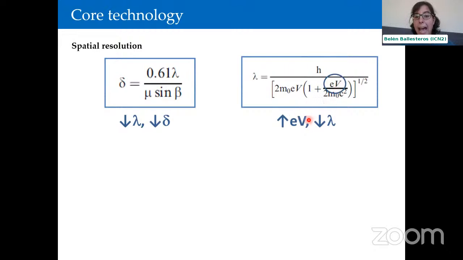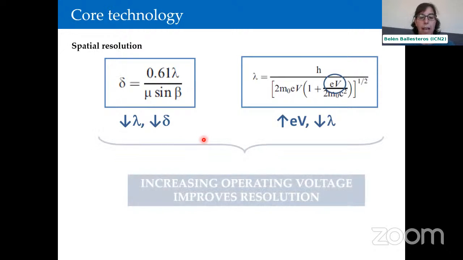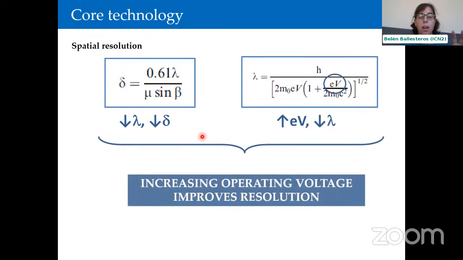So the higher the operating voltage of the microscope, the smaller the wavelength. Therefore, the higher the operating voltage, the smaller the wavelength, and the smaller the resolvable distance. So increasing the operating voltage of the microscope will improve our resolution. And I was just saying that in the 70s, they were working with high voltage electron microscopes.